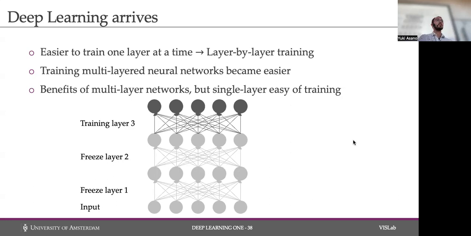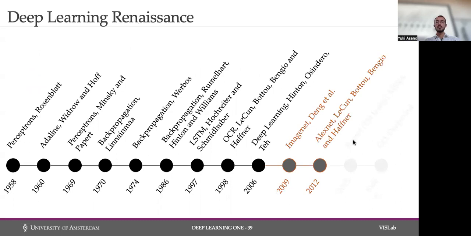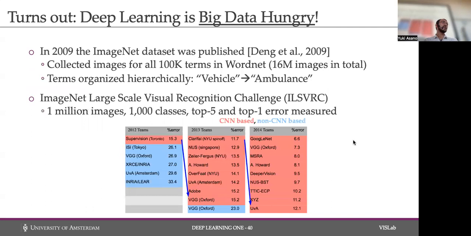But this is really the breakthrough that this field needed. And importantly, there was a so-called challenge, which was a data set that got released, called ImageNet. In 2009, this ImageNet data set got released. Originally, they basically just took words from a hierarchical dictionary called WordNet, and an algorithm typed these into a search engine, and they just scraped a lot of images. And the terms were ordered hierarchically, that's why they call it net, like network.